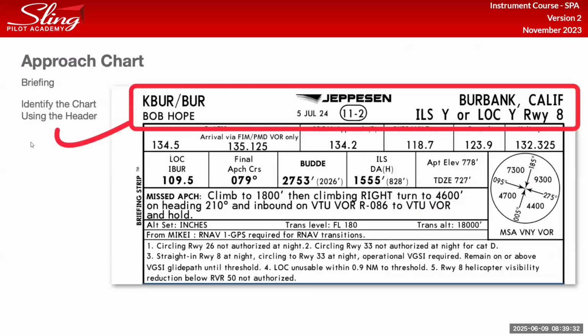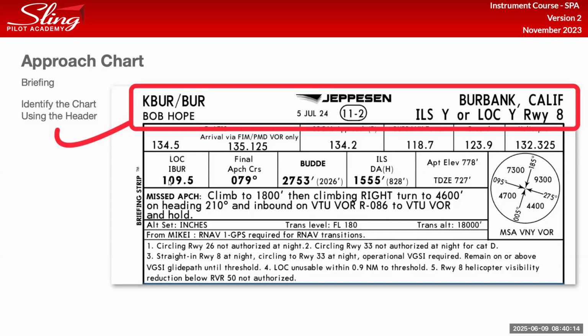So the briefing on a Jeppesen, it lays it out perfectly for you. So this is how I would do this brief. All right. We have the ILS Yankee runway 8 into Burbank, California, KBUR, valid since July 5th, 2024. The ATIS we got on 134.5 with information Bravo. SoCal frequency, we're on with them right now, 134.2. Tower 118.7, we have that in standby. And ground, we do not need.